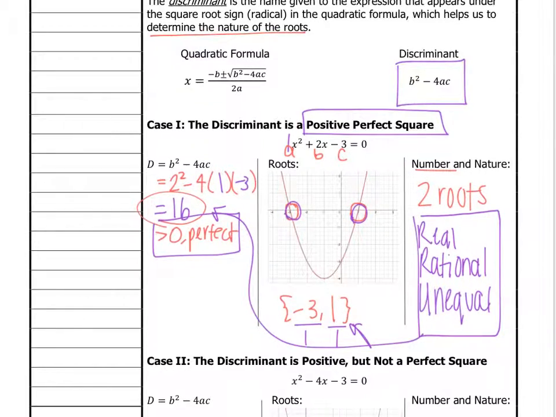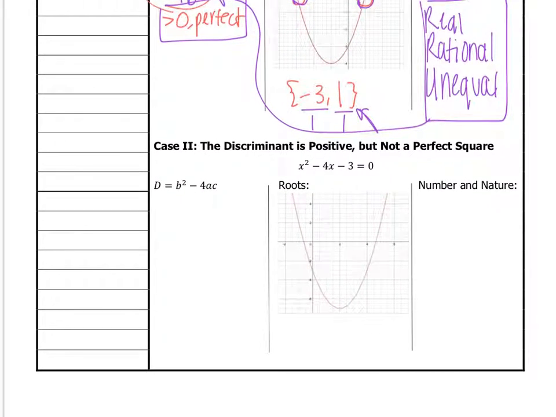Alright, we're going to take a look at case 2. You're going to start by calculating b squared minus 4ac, that discriminant. Remember, get it equal to 0, label your a, your b, and your c, and then start plugging in.